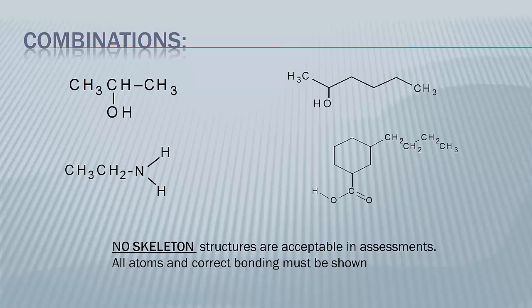So we can have a combination of condensed structures and skeleton structures all joined up together, and they're all useful and they're all relevant. You must be aware that no skeleton structures are acceptable in assessments and exams. All atoms and correct bonding must be shown in an examination. So they're okay for shorthand and they're okay for classwork, but they're not okay in a formal assessment.